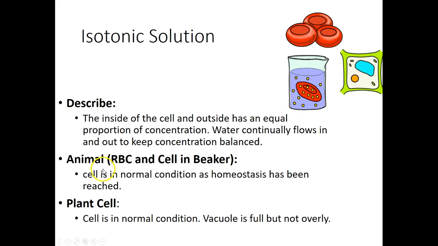And in an animal cell, this is just the normal condition. And we say that because it's the normal condition, it's in equilibrium, we say that homeostasis has been reached. In a plant cell, the vacuole is of a normal size. It's full, but it's not swollen really big and misshapen. So we say that the cell condition here is also normal. So really easy for isotonic.